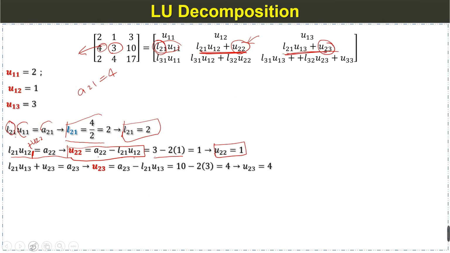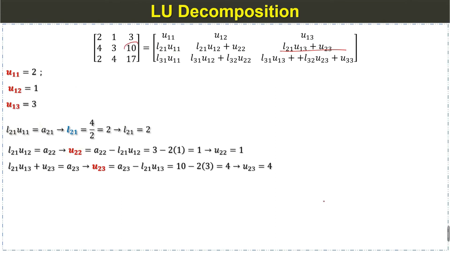Now we compare this to this one, and from this equation we will get the value of U23. Here we have this equation, and we simplify it to find the value of U23, which is equal to this one. So we put the value of A23, that is 10, and L21 and U13, and after simplifying we get the value of U23.